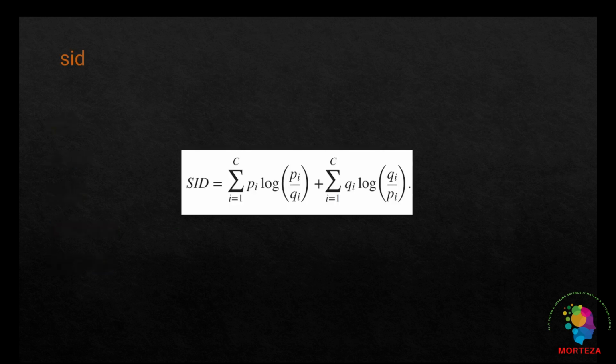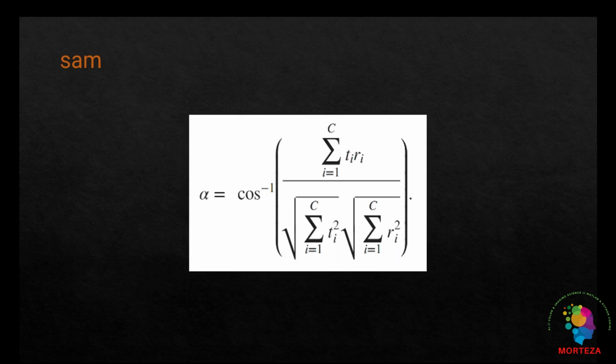Sid simply measures the spectral similarity using spectral information divergence. The sid function normalizes the reference spectra and the test spectra and computes the sid value using this formula, where Q and P are the vectors of normalized reference and test spectra. SAM measures the spectral similarity using spectral angle mapper. Given the test spectra T and the reference spectra R, the SAM score alpha is calculated as shown here.